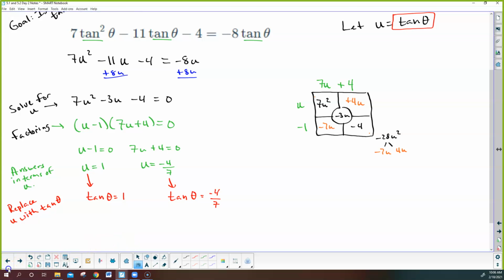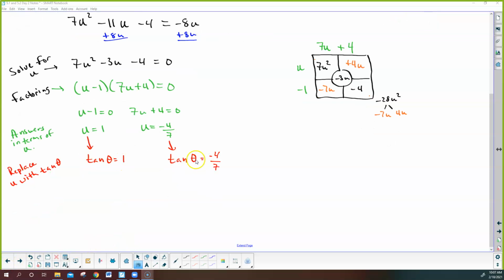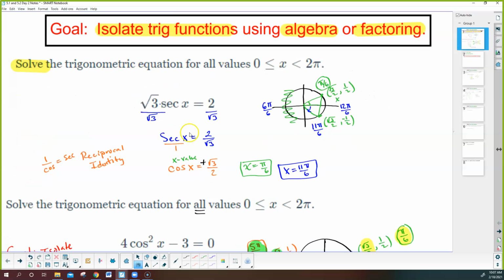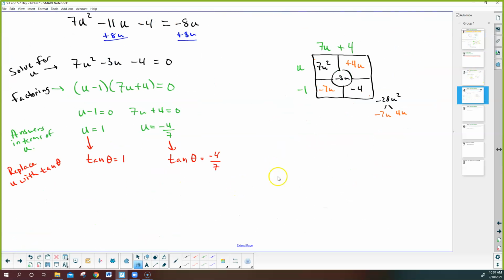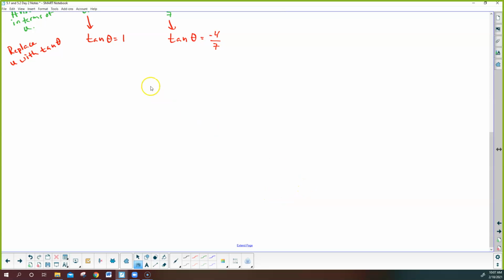So I'm going to pause on how do we solve tangent theta equals 1 or tangent theta equals negative 4/7? Well, this is really the exact same thing we just did up here in the problems. The only difference is it's tangent instead of a sine or a cosine. So if I think of this part right here, my question is when is tangent equal to 1? That's the same as 1 over 1.